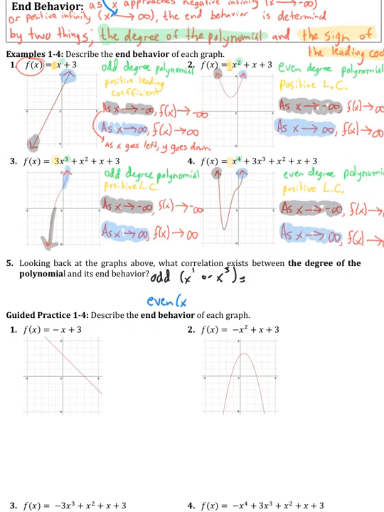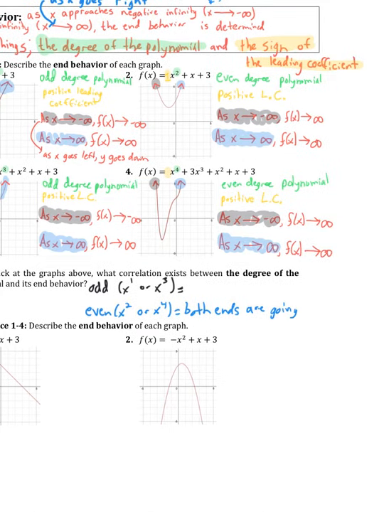If it's an even degree polynomial, x squared or x to the 4th, we should see that both ends are going the same direction. And they were both going up. On the odd degree polynomial, we see that the ends are going in opposite directions.